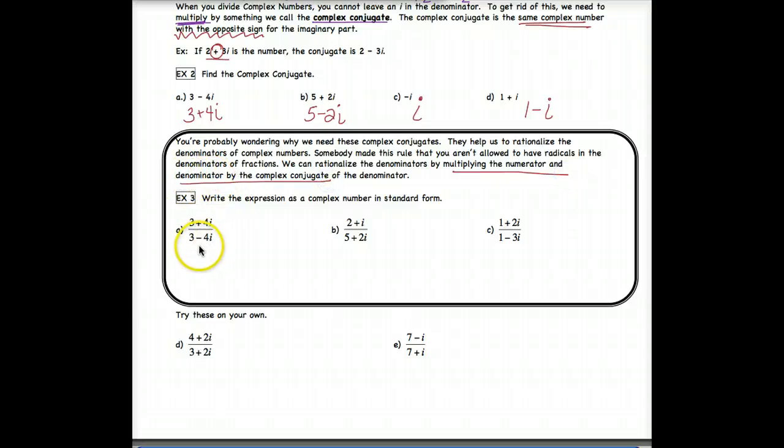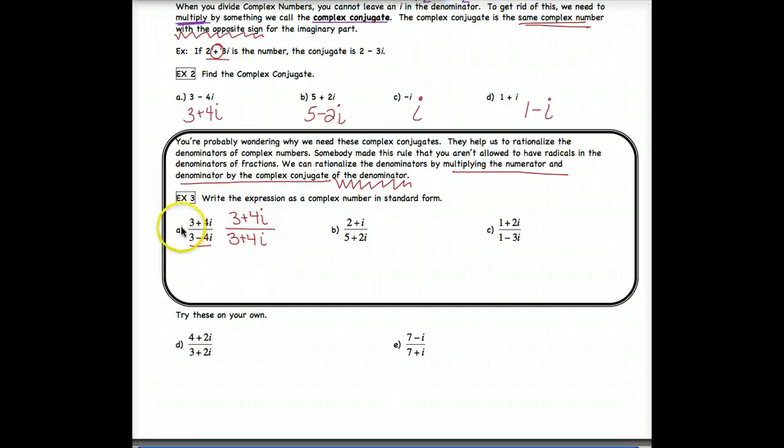So remember, it's just the complex conjugate of the denominator. I don't care if there are i's in my numerator or not. I just can't have i's in my denominator. So when I look at my denominator here, the complex conjugate is exactly what I did in A there. It's going to be 3 plus 4i. Whatever I multiply by on the bottom, I have to do the same on the top. So that's also 3 plus 4i.